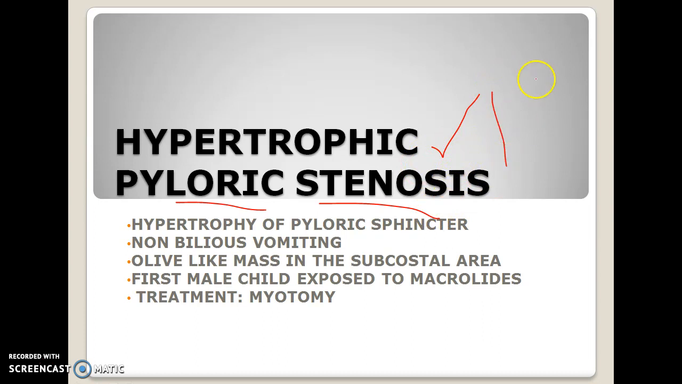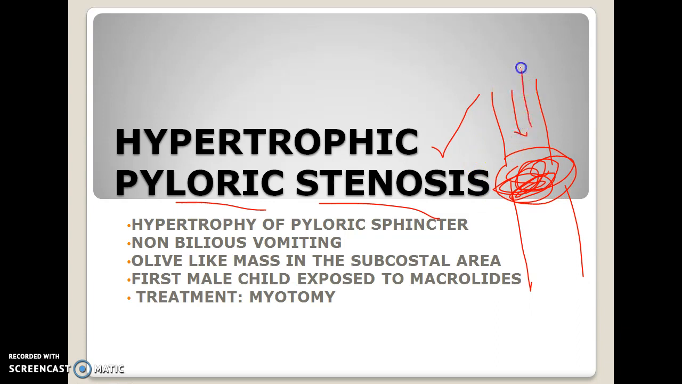So what happens? Assume this is the pylorus, this is the sphincter over here, and this is the duodenum. Now this pylorus is so hypertrophied that the food is not going in, so the food comes out, and the baby vomits out everything. The bile enters the duodenum distal to the pylorus, so as there is no passage for bile, the vomiting is usually non-bilious.